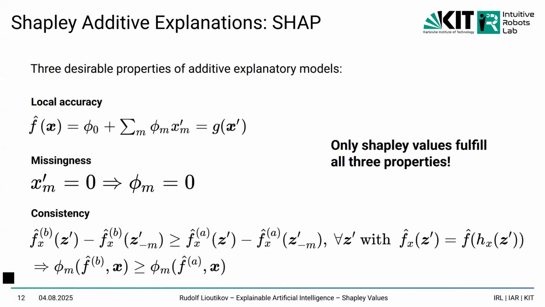And the interesting thing is that all of these aspects, because of what we talked about before, like efficiency and additivity and dummy and all of these things, because of those aspects, Shapley values are the only representation that fulfills all three of those properties.